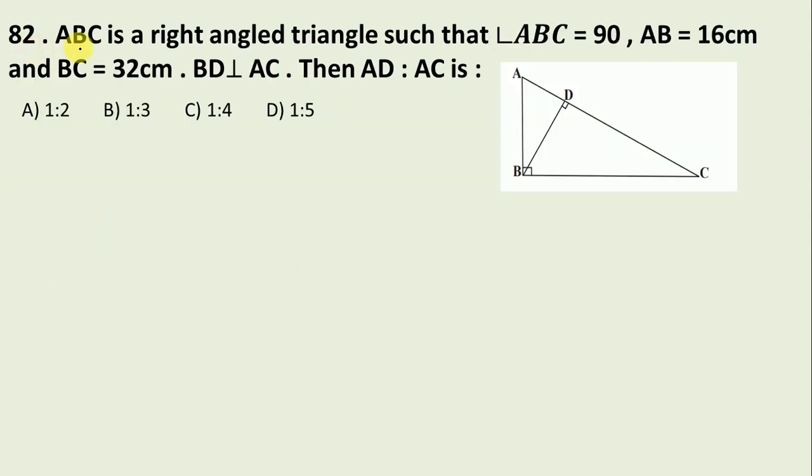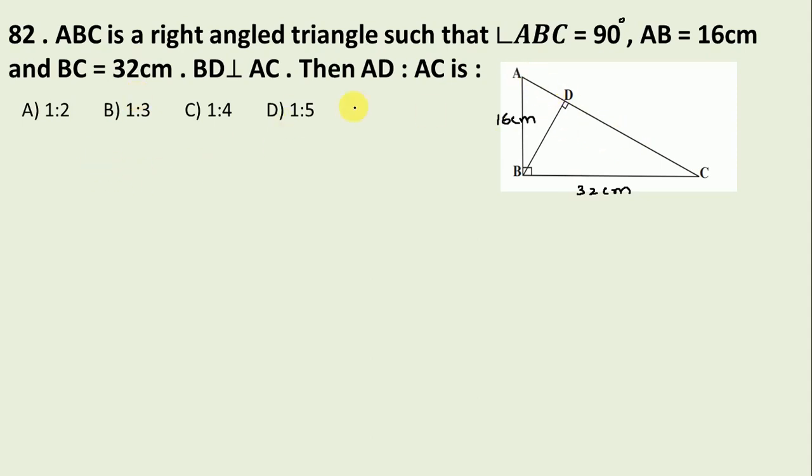Question number 82. ABC is a right angle triangle such that angle ABC is equal to 90 degrees. AB is equal to 16 centimeters and BC is equal to 32 centimeters. BD is perpendicular to AC. We have to find AD is to AC. Here angle ABC is 90 degrees, BC is 32 centimeters, and AB is 16 centimeters. First we will find AC by Pythagoras theorem.